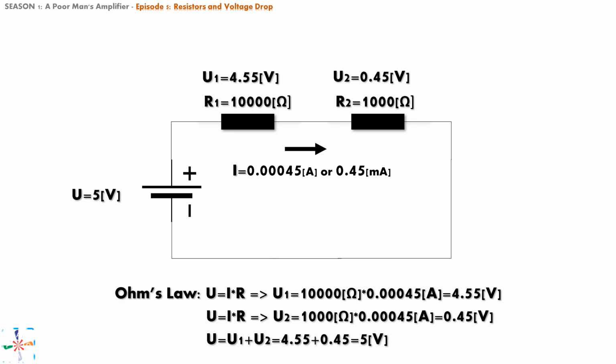Now, the sum of voltage drops across each component in the circuit must be the same as the voltage value of the power source. If that is not the case, then our math is wrong.